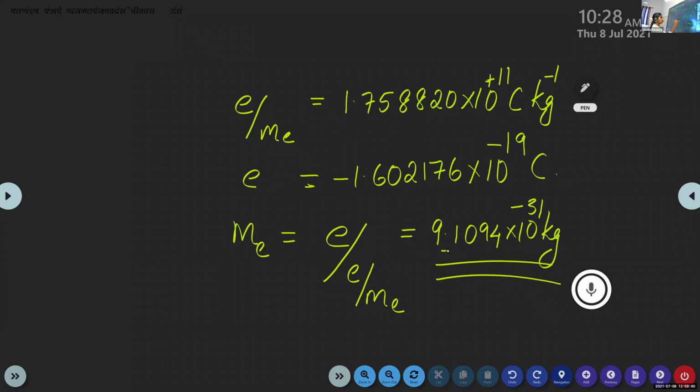And the charge of an electron is negative 1.6021 into 10 raised to minus 19 coulomb. Is this clear now? Himalavika, what's the mass of an electron? 9.1094 into 10 raised to minus 31 kilogram. So that's about the discovery of the electron.